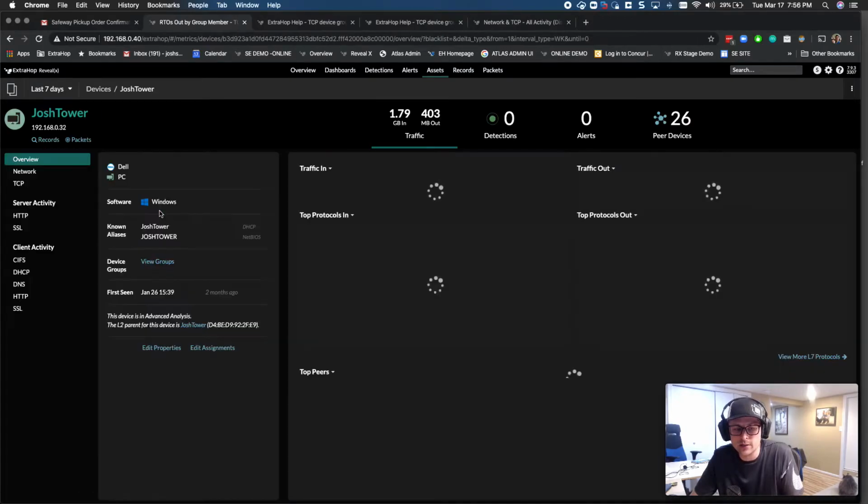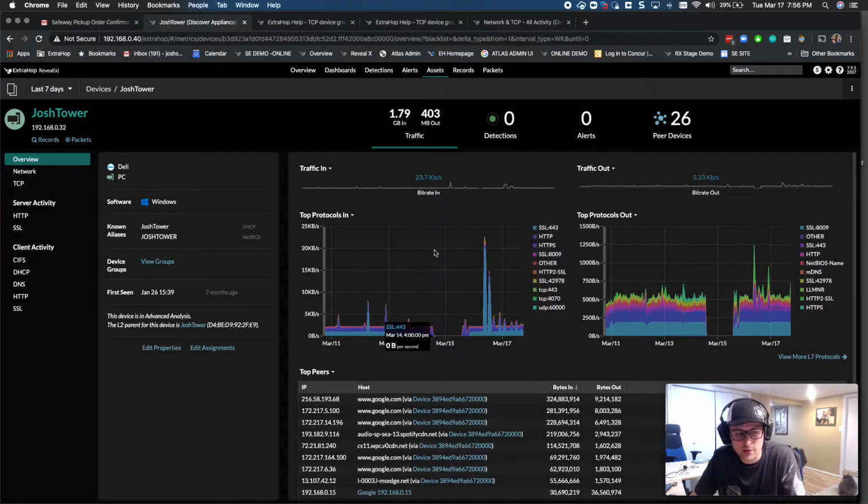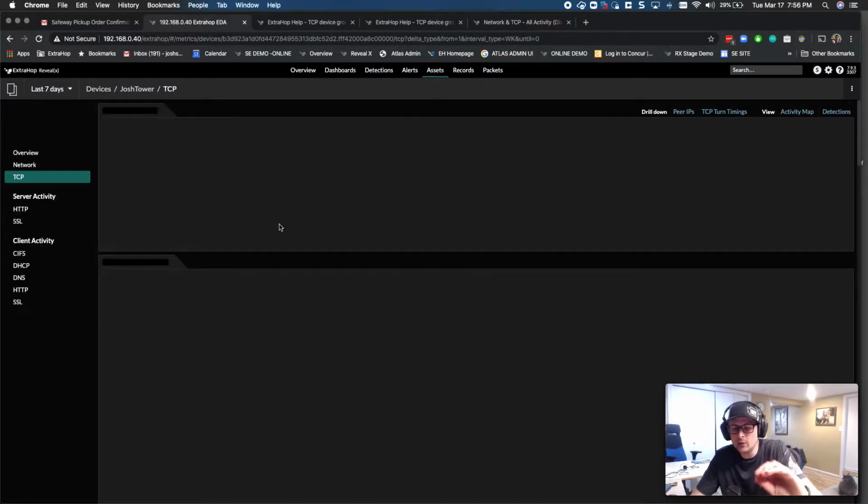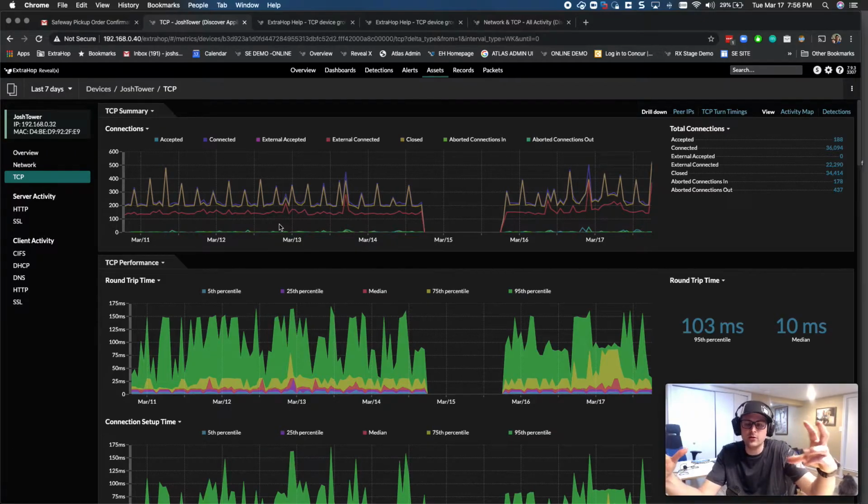So let's just drill into Josh Tower here. We saw some retransmission timeouts on it. So now I'm into the individual device of Josh Tower. I'm going to go to TCP here. Now I can go a little bit deeper. I saw that there are some retransmission timeouts. Josh Tower is connected via the VPN. Now I'm rocking and rolling.